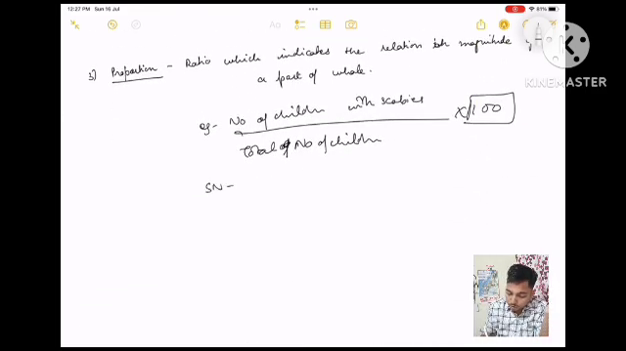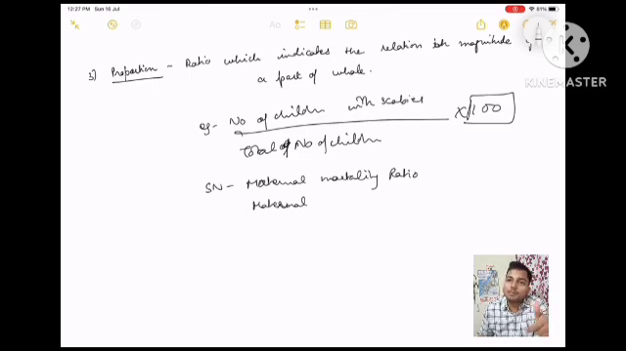Two very important short notes you get are maternal mortality ratio and maternal mortality rate. Now you should tell me what these are, and we'll be discussing this in further upcoming videos.